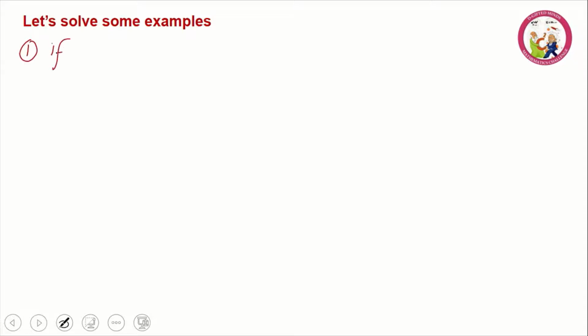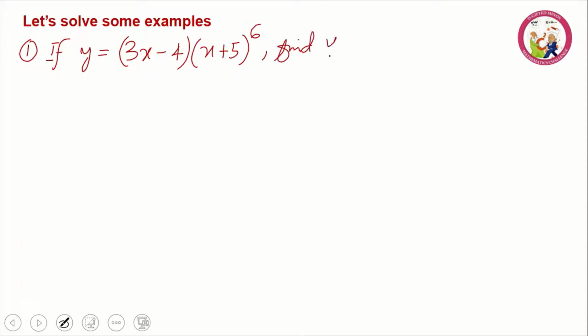Example 1. If y is equal to 3x minus 4 times x plus 5 raised to the power 6, find y prime. It means differentiate y with respect to x. Alright, let's solve this quickly. Solution.